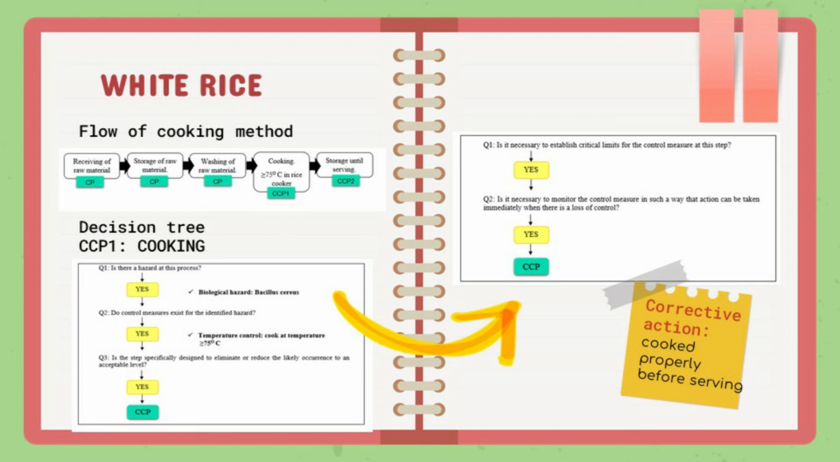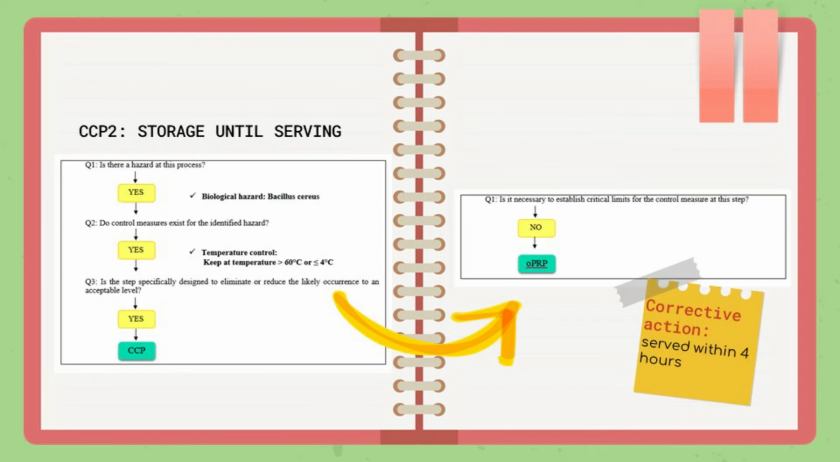The level of clean water must be sufficient to the amount of rice when using the rice cooker. Ensure that the rice is cooked properly before serving. CCP2 is storage until serving. The hazard in this step is multiplication of pathogens if not stored properly before serving it to students.